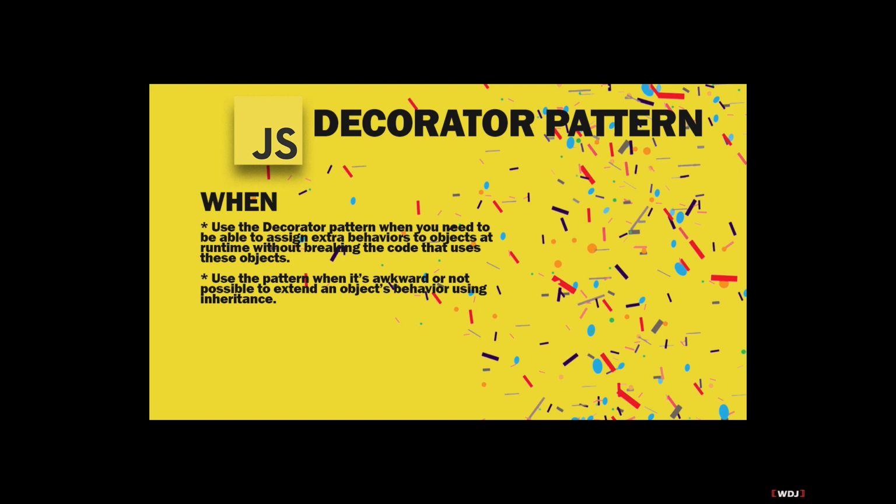The next one is use the pattern when it's awkward or not possible to extend an object's behavior using inheritance. Many programming languages have the final keyword, in this case const for JavaScript, that can be used to prevent further extension of a class. For a final class, the only way to reuse the existing behavior would be to wrap the class with your own wrapper using the decorator pattern.